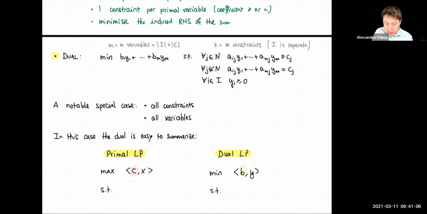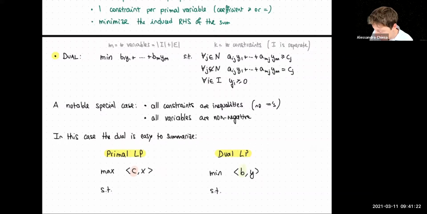If all the constraints are inequalities, like no equalities, no equal signs, and all the variables are non-negative, then the relationship between a primal and dual is very easy to summarize.